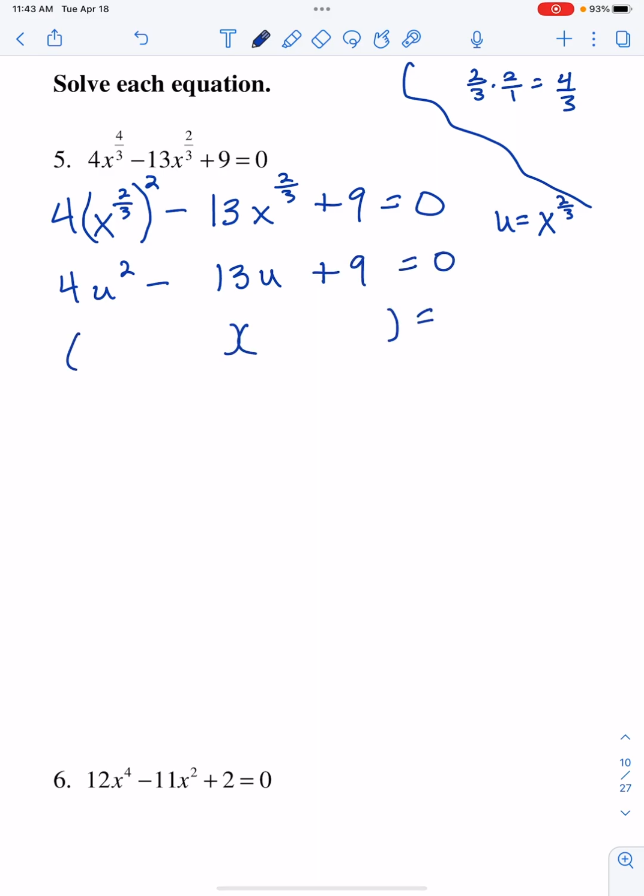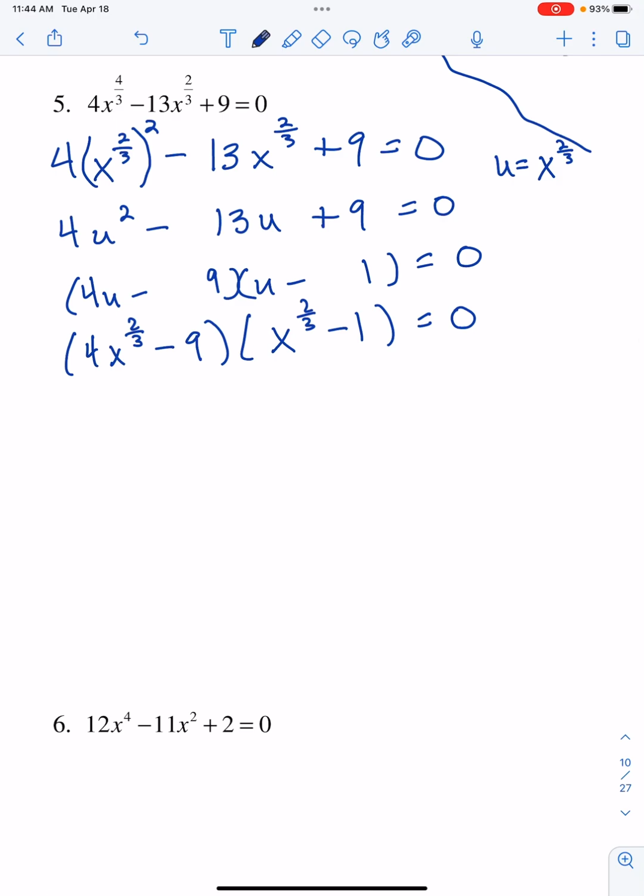And this one factors. All right, we're going to get 4u and u, minus minus, because if you multiply to a positive 9, that means your signs are the same, both negative. And we are going to do 9 and 1. So we would get minus 4 and minus 9 for minus 13. Now we put x to the 2/3 back in, so we get 4x to the 2/3 minus 9, x to the 2/3 minus 1.